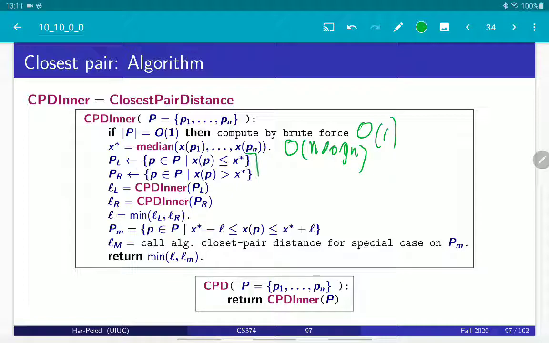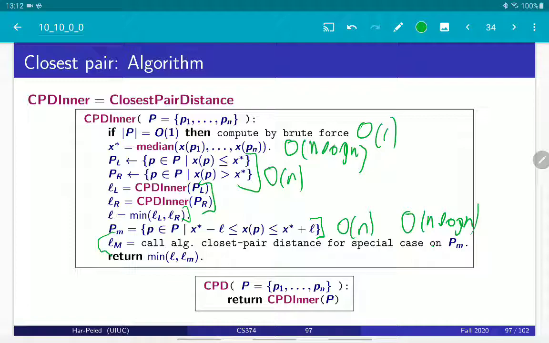And now I split the points into points smaller than the median and bigger than the median. So this takes linear time. And now I recursively call on the left points and the right points. So this is two recursive calls. I compute the minimum distance L. I compute the middle points. That takes linear time. And now I call this special algorithm we just described to compute the closest pair distance for the middle points, which takes n log n time. Right? So we get this.